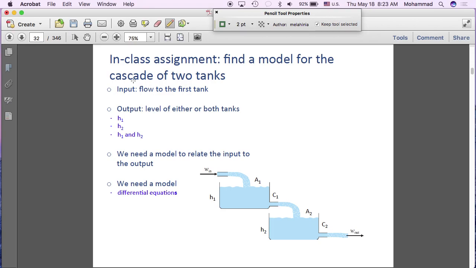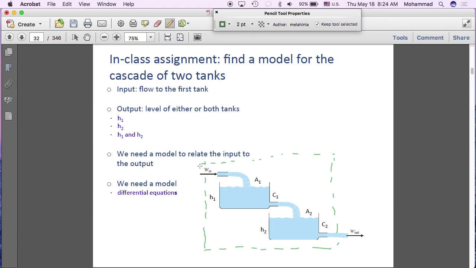And the second tank has a similar structure, of course, a different cross-section area, a different orifice that defines how much fluid leaves the second tank and goes out of the system. By the way, this is a system. So what we call our system, what we want to model is this entire behavior. So we are interested in capturing behavior of the entire system.